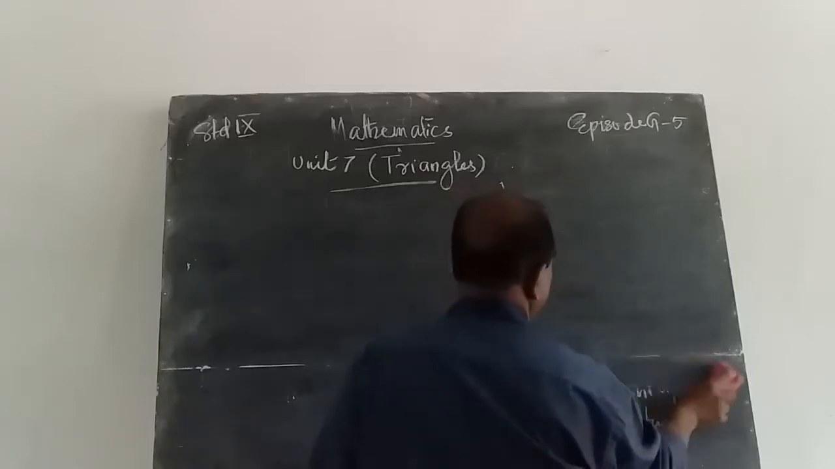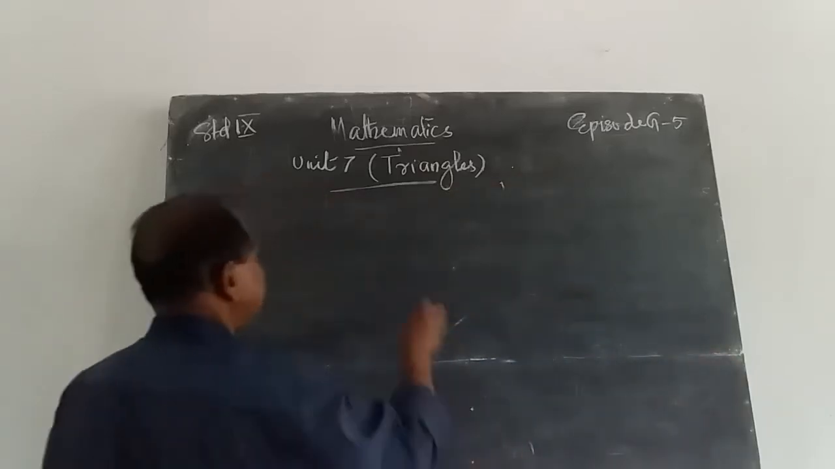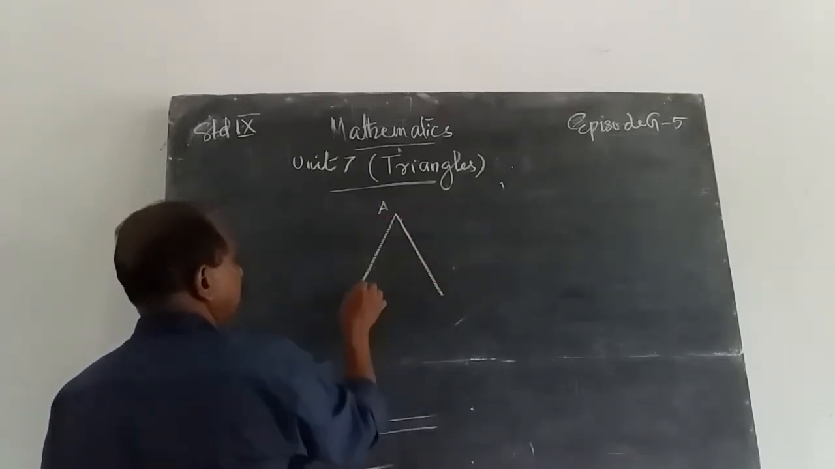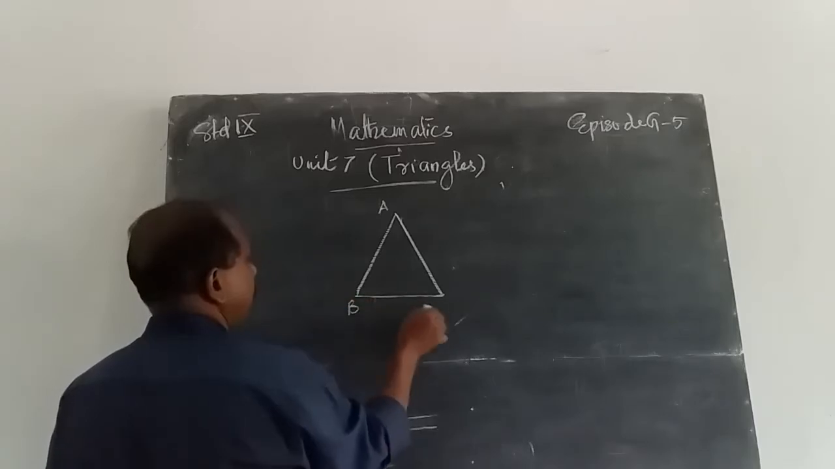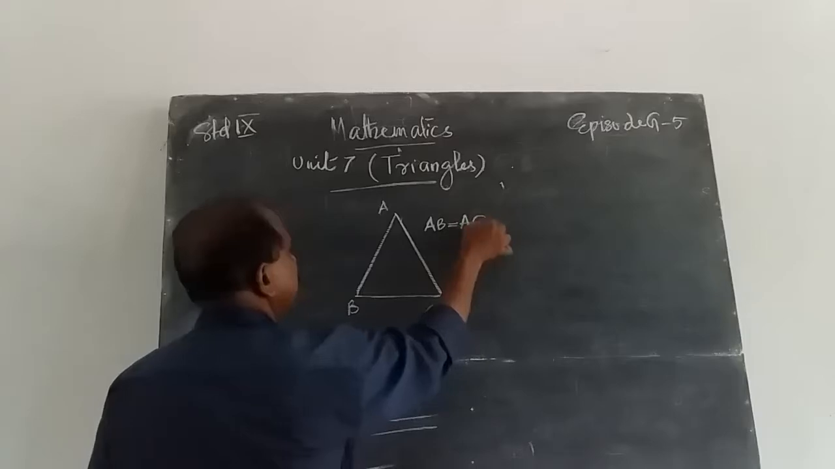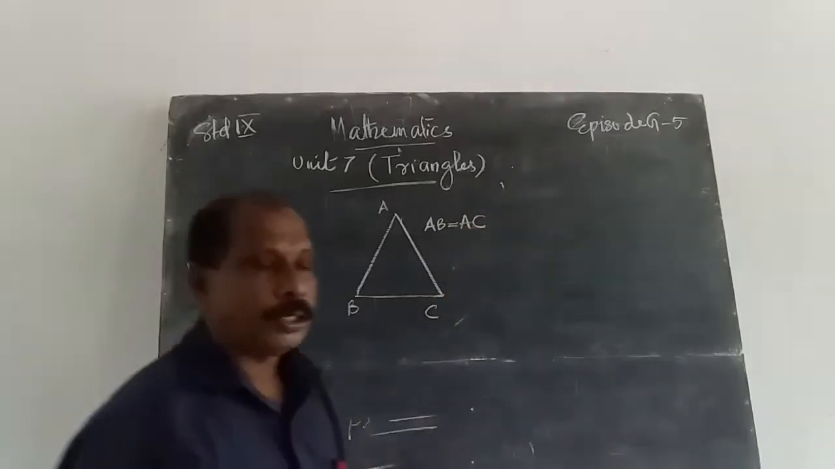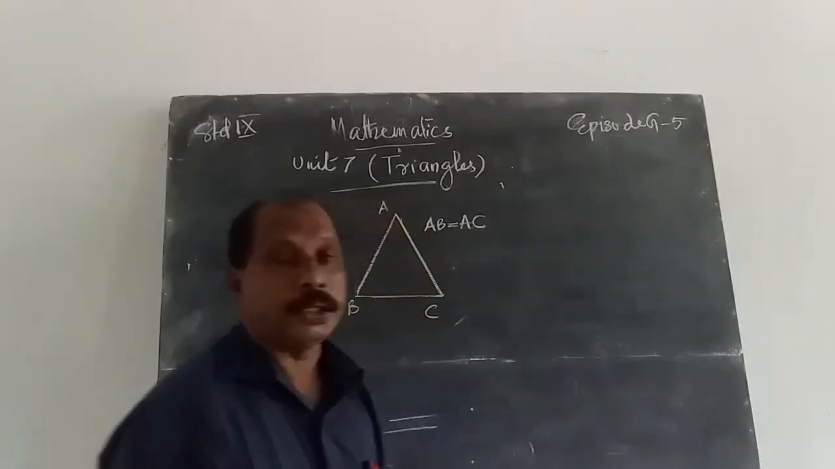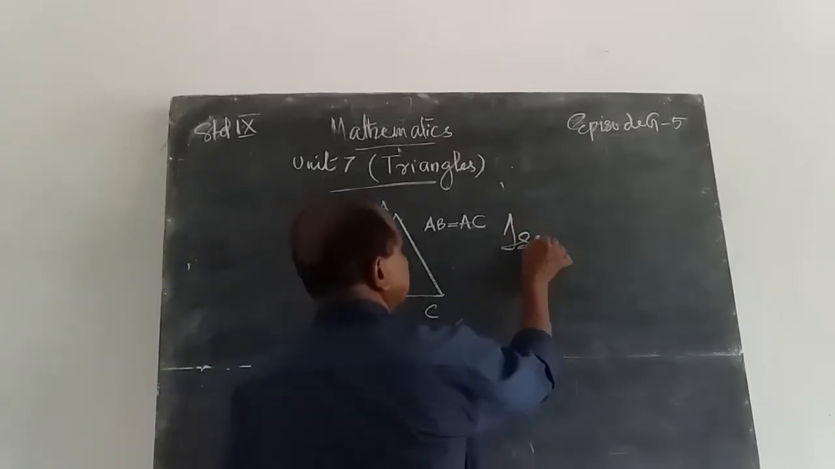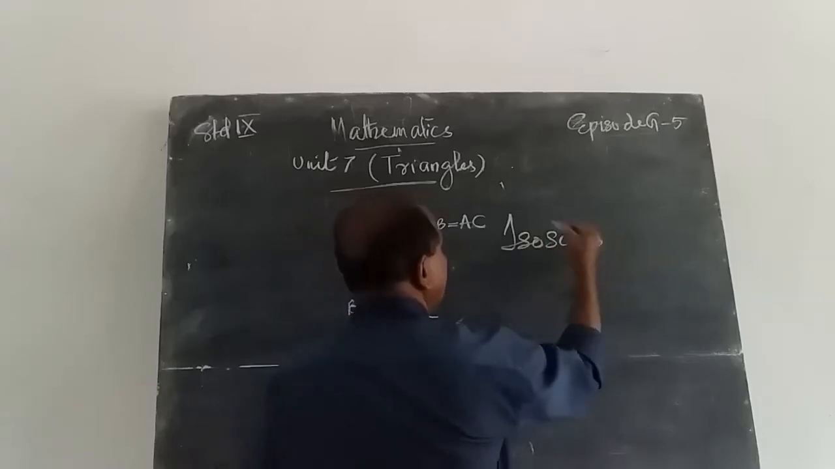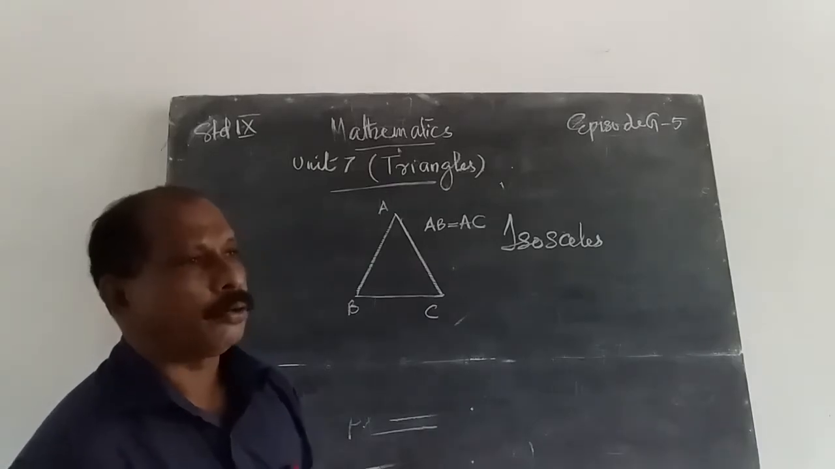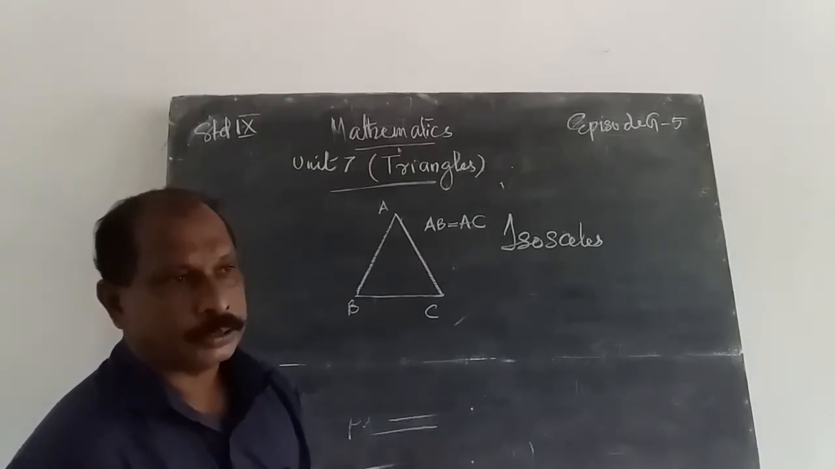Then let us consider a triangle ABC, where AB is equal to AC. That means two sides of the triangle are equal. This triangle is known as isosceles. What is an isosceles triangle? Two sides of a triangle are equal. That triangle is known as isosceles triangle.